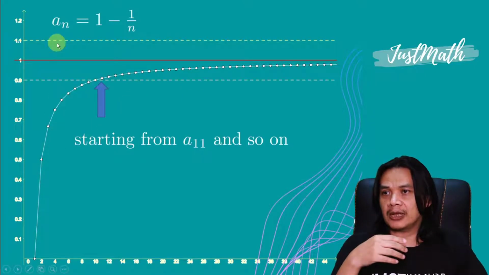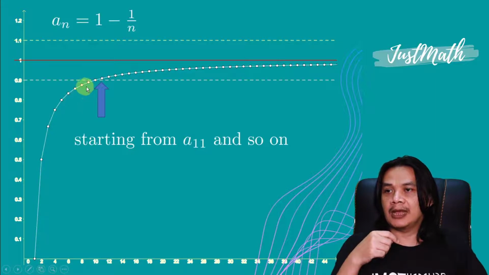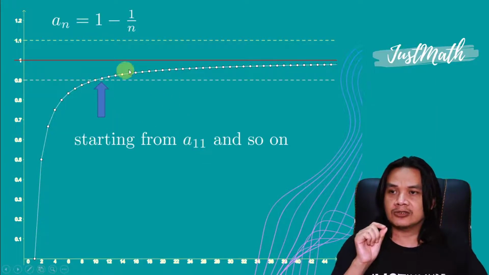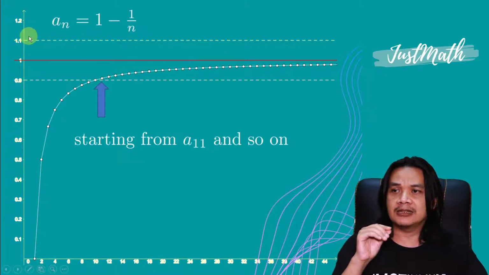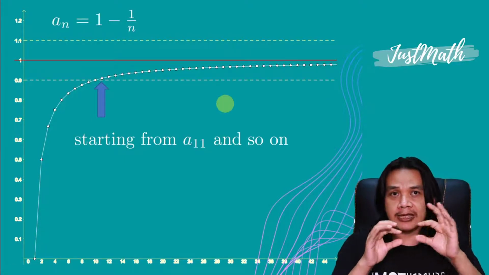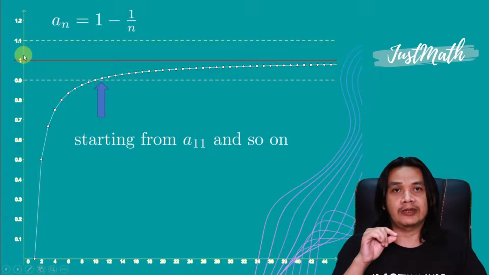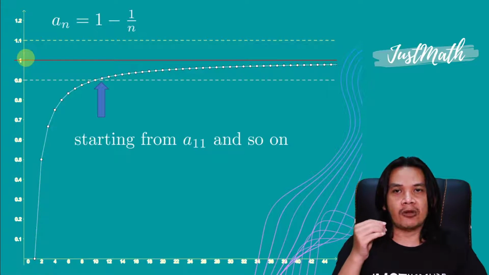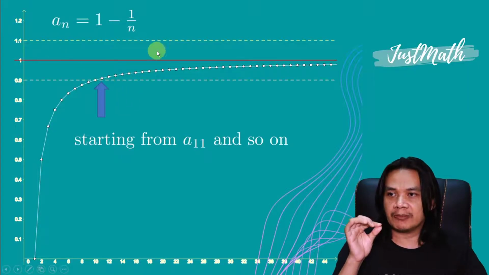For example, if we plot a sub n equals 1 minus 1 over n, this is the first term here, which is equal to 0, and then this is the second one, the third, the fourth, and so on. And we can see that starting from a sub 11 and so on, all the terms of the sequence are inside this strip. That is the same thing as saying that the tail of the sequence can be made closer to 1 than a distance of 0.1, right? But 0.1 is only one of the measurements. In order for this sequence to converge to 1, we need to have this kind of property for every strip that can be made around 1.